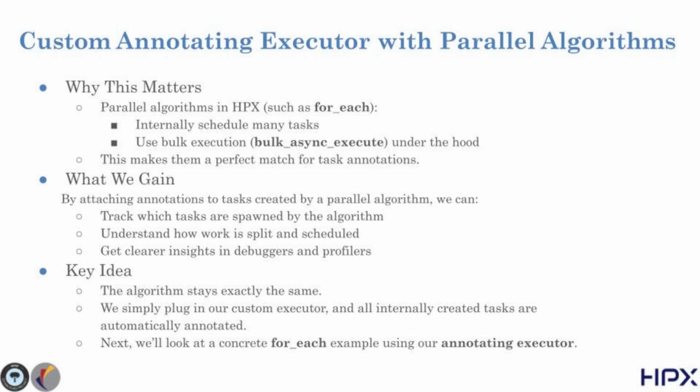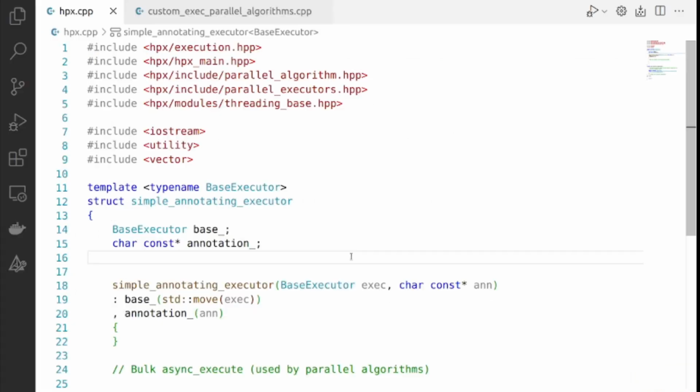Now that we have seen how to create a custom executor for post and sync execute, let's take it a step further. We'll see how to use a custom annotating executor with a parallel algorithm in HPX. This is useful because parallel algorithms in HPX, like for each, schedule many tasks internally using bulk async execute. By attaching an annotation to each task, we can track exactly what's happening in debuggers or profilers.